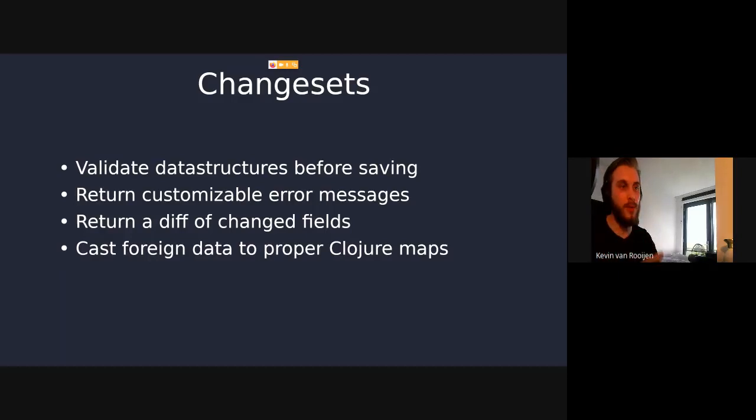Next, you can cast foreign data to actual Clojure maps. So, for example, you might get JSON data from your API, and you would want to convert that into a Clojure map. And then these change sets can also help you achieve that. And then it would map to your model structure.